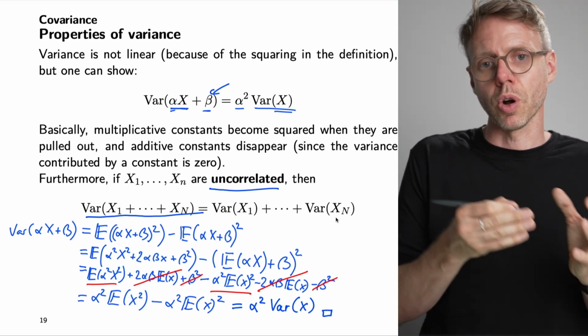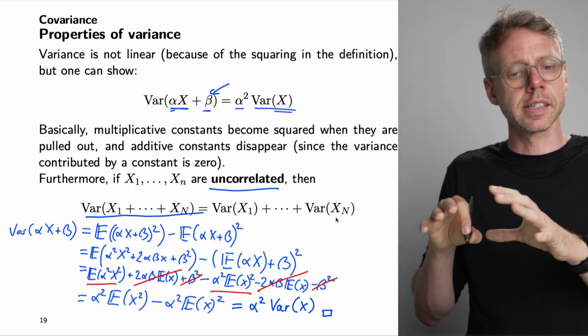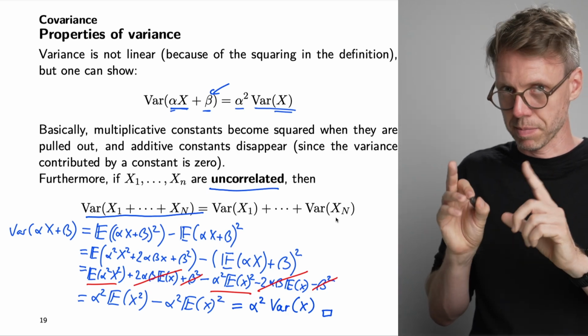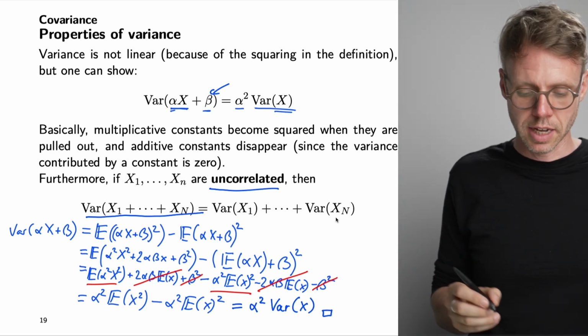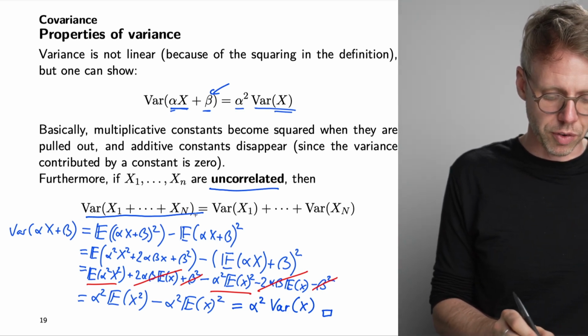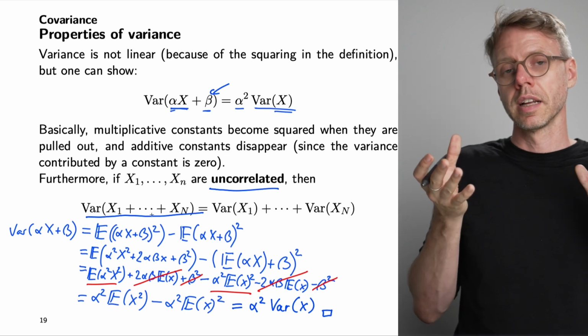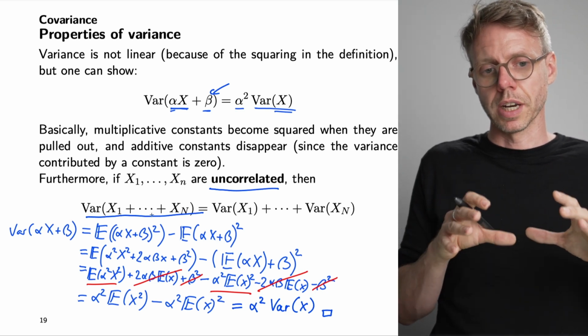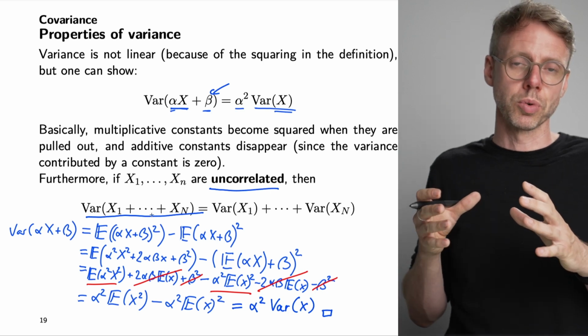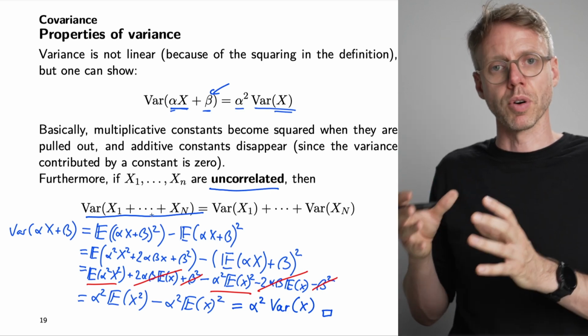As independence also implies uncorrelatedness, remember, not the other way around. However, independence also implies uncorrelatedness. It follows that also the variance of n independent random variables is equal to the sum of the variances.